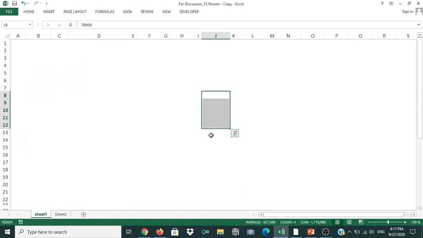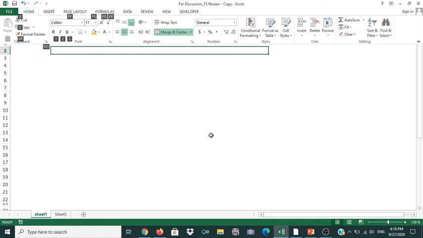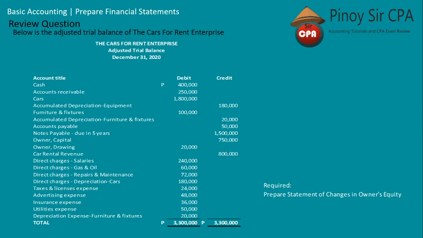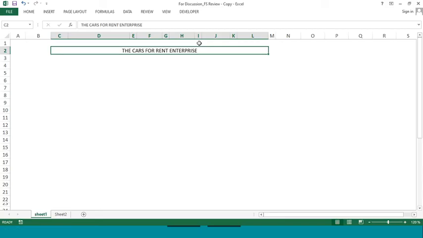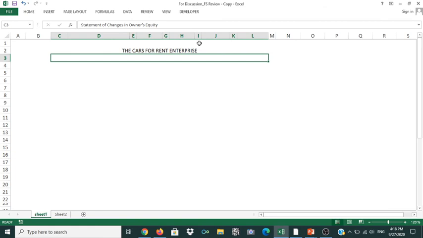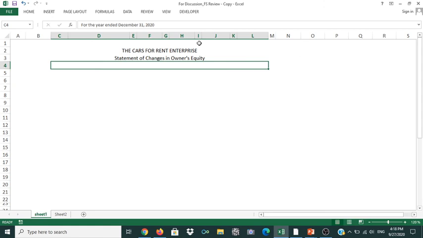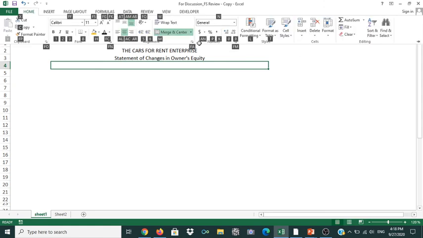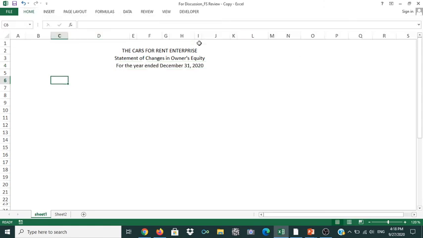Okay. Now, let's go with the preparation of the statement of changes in owner's equity. So, first thing to do is write the, ano susulat natin? Name of the company. So, ang pangalan ng company, the Cars Rent Enterprise. Then, name of the report, that is statement of changes in owner's equity. Then, the date covered, that is for the year ended December 31, 2020.